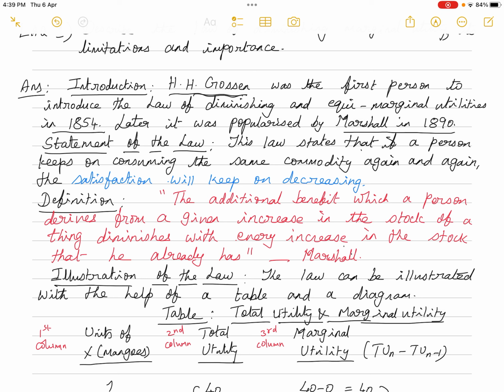So if you want an explanation of this definition, the additional benefit, that is the extra benefit. When the person will get the extra benefit which a person derives from a given increase in the stock of a thing.